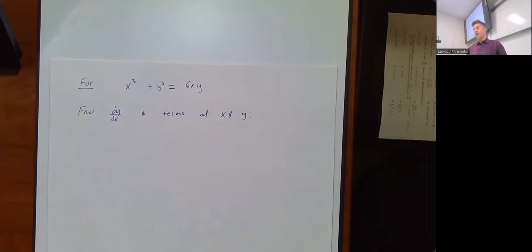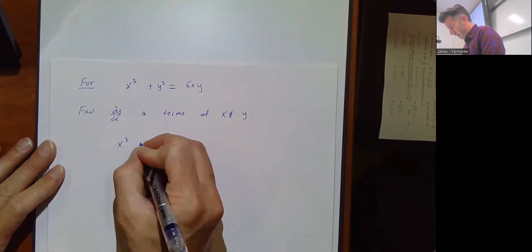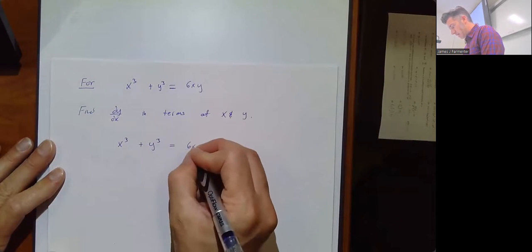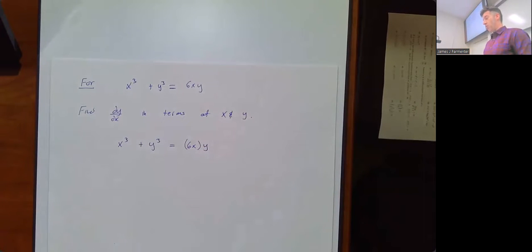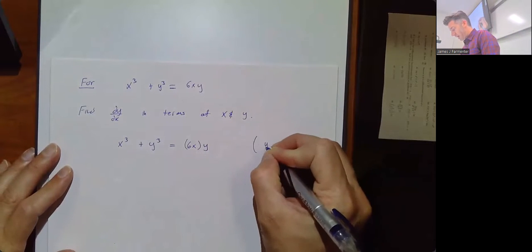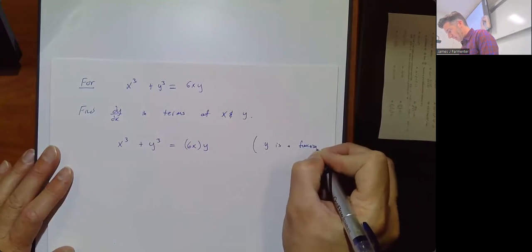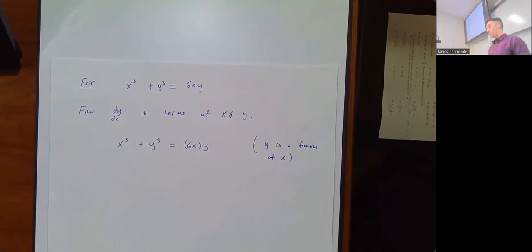So I kind of want to make you all do it. So here's what we've got. You've got x cubed plus y cubed. I'm going to think of 6xy as 6x times y. So now I want you all to differentiate both sides of this. And remember, y is a function of x, or at least we're pretending like it is. So when you differentiate y cubed, you're not going to just get 3y squared. There's going to be something else there too.